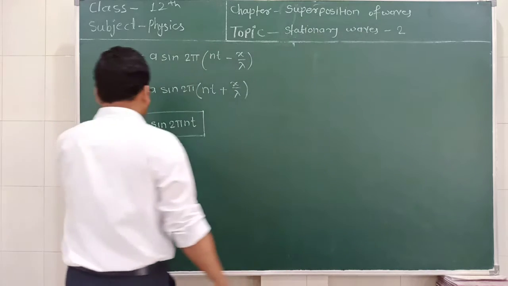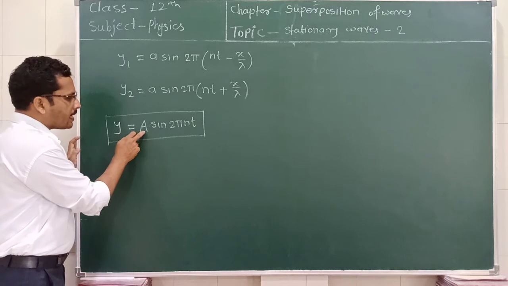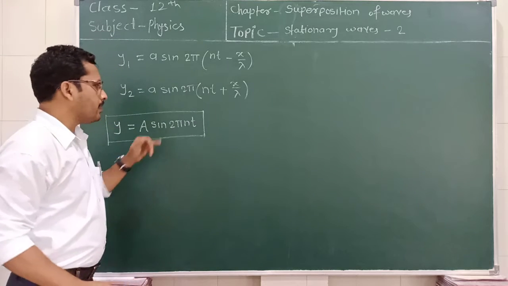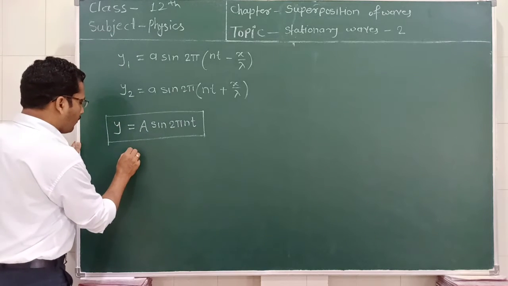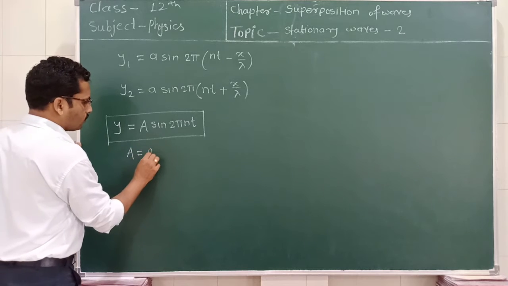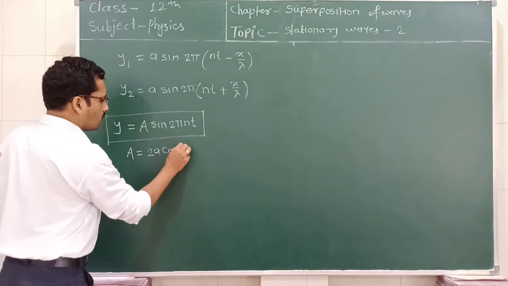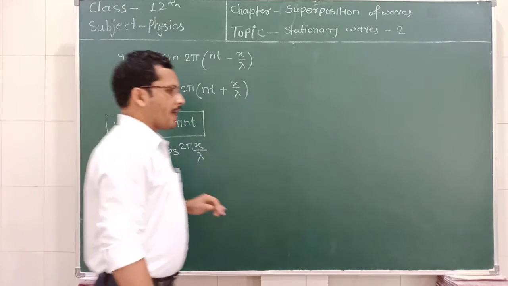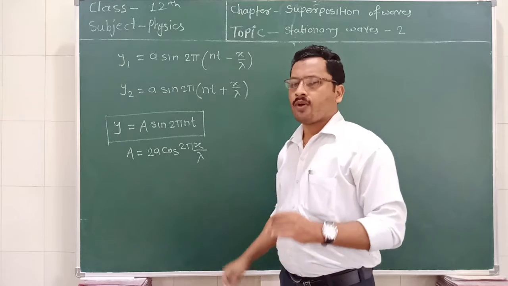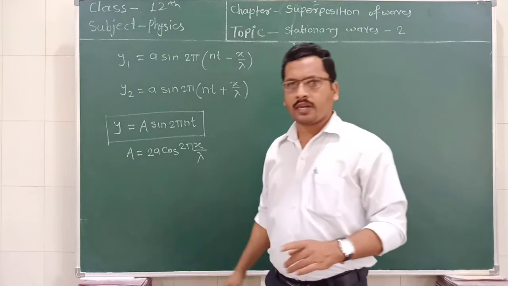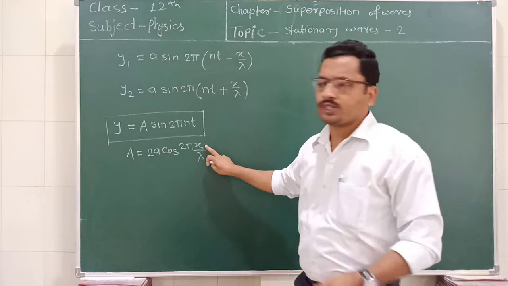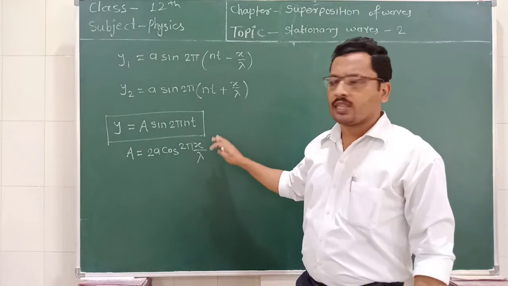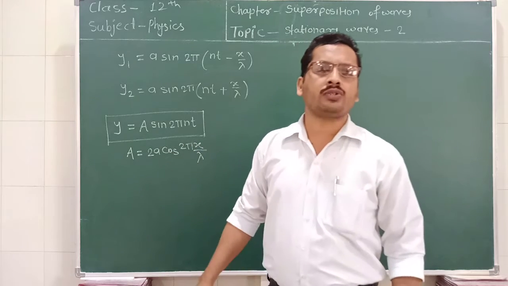Now, in this equation, what is this A? This capital A is nothing but the amplitude of the stationary wave, which is given as: this amplitude is equal to 2a cos 2πx/λ. This is the amplitude of the stationary wave. On which factor does it depend? It depends upon the displacement. Means, as the displacement of the particle changes, the amplitude of the stationary wave also changes.